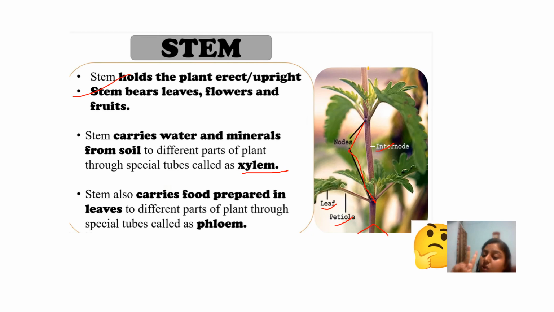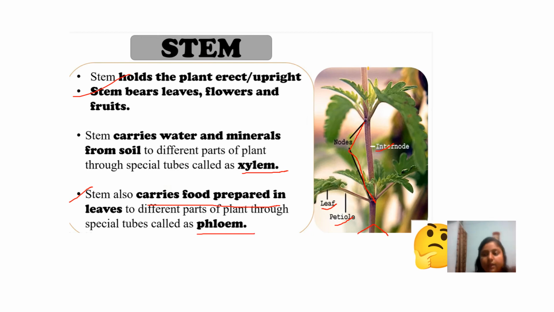Okay, there are actually two tube-like structures present. One is xylem and the second one is phloem. With the help of xylem, the plant carries water and minerals, and phloem carries the food which is prepared in the leaf. See this fourth point: the stem also carries food prepared in leaves to different parts of the plant through a special tube which is called phloem.